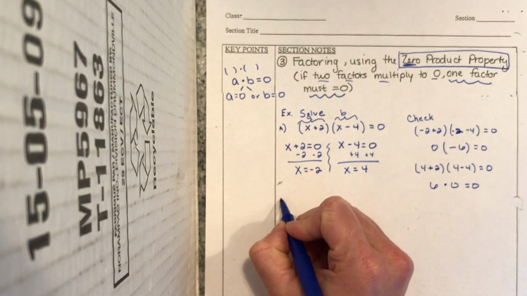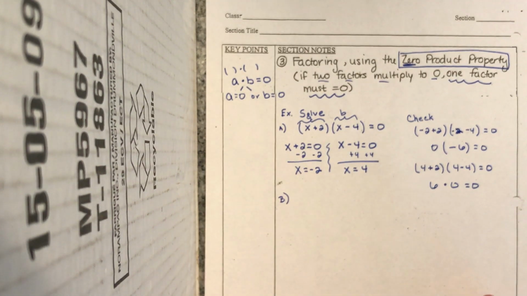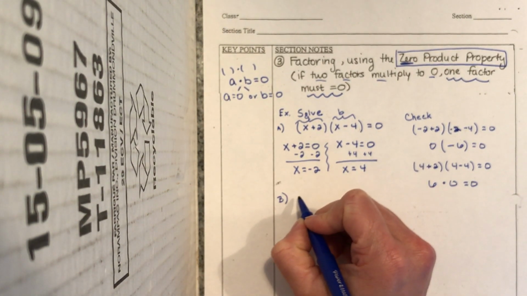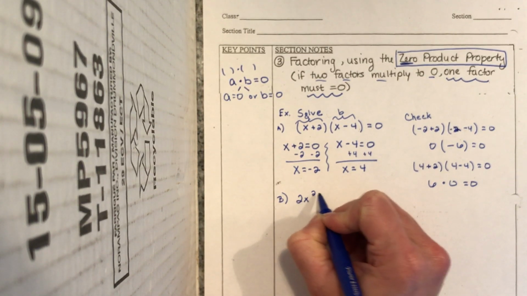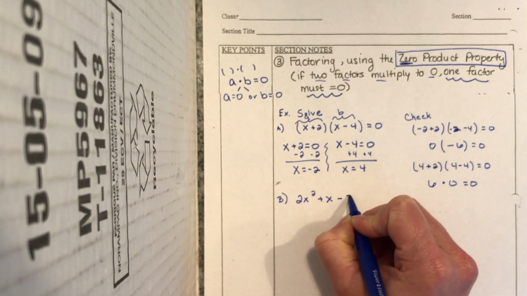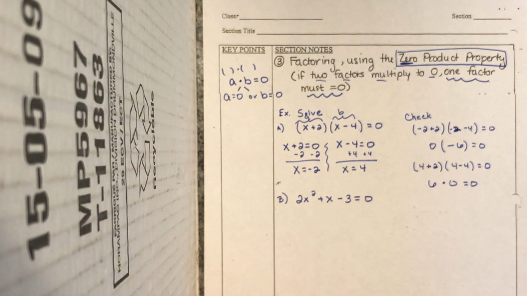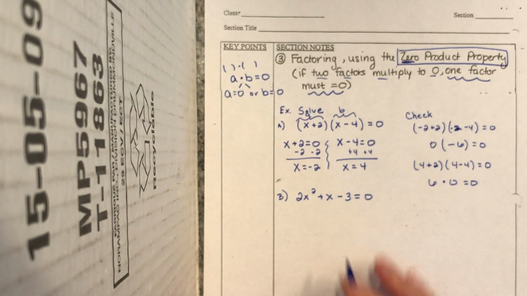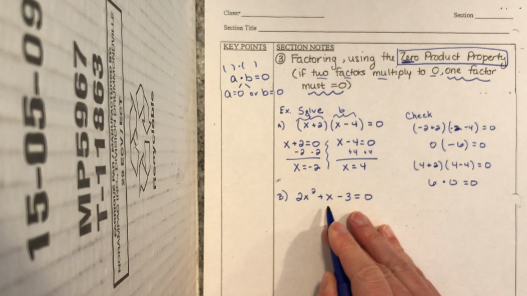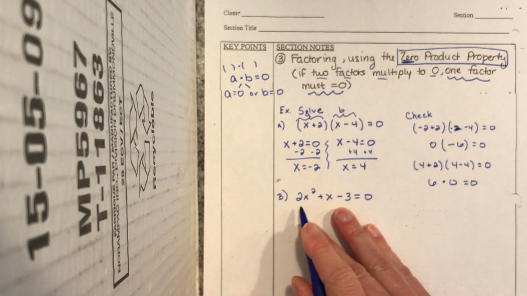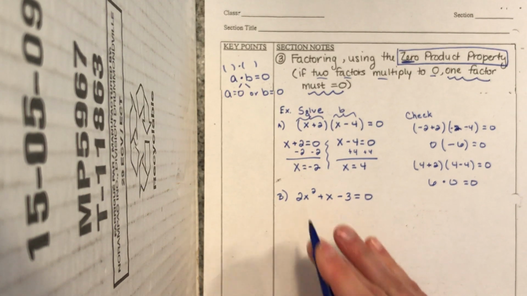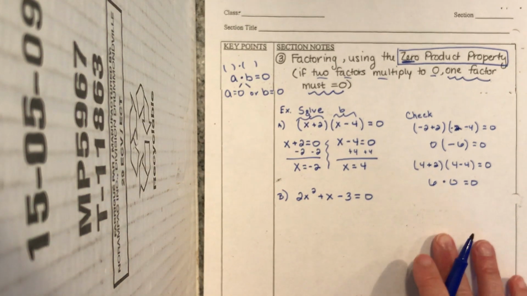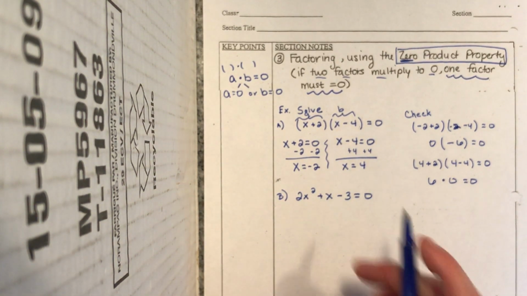So let's try one that's not factored to start with. Let's say we had 2x squared plus x minus 3 equals 0. So in this quadratic, I have a b value because I have an x to the first power, and I have an a value because I have an x squared. So I would not be able to solve this by undoing the order of operations. So my first step would then be to factor this.